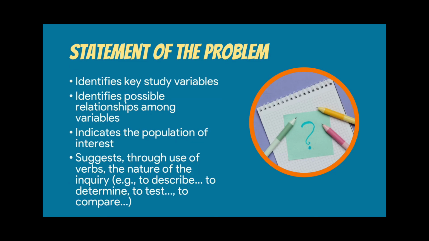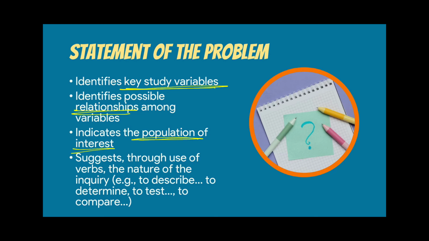Other characteristics for quantitative research, the statement of the problem should be able to identify the study variables in the study. That's why when you try to think about the research problem or the statement of the problem, you already have to have identified your concepts, your variables, and the relationships that you need to test. So it identifies the relationship among those variables. You already should know who is your population of interest, and you are going to make use of verbs that will signify that you are doing a quantitative study.